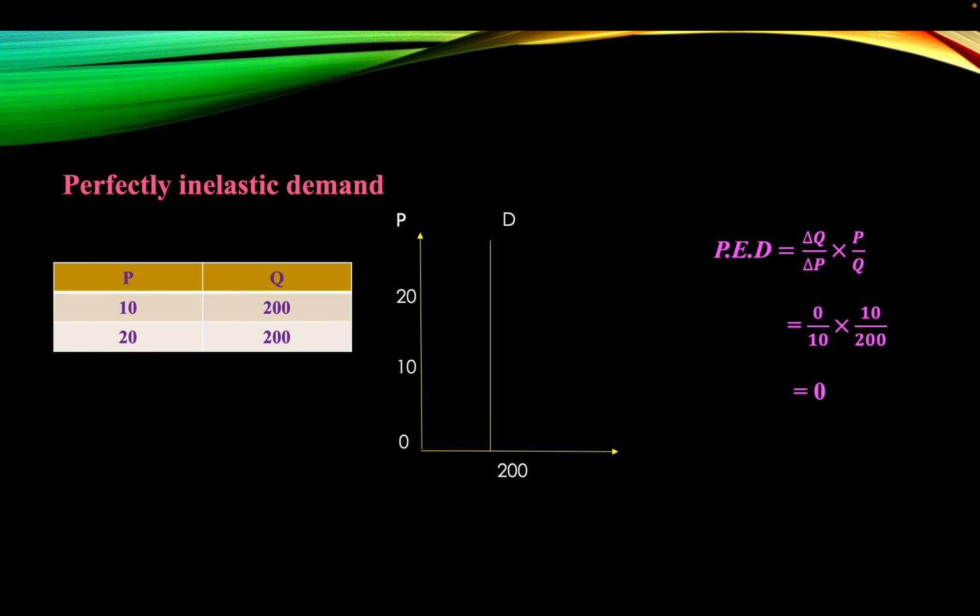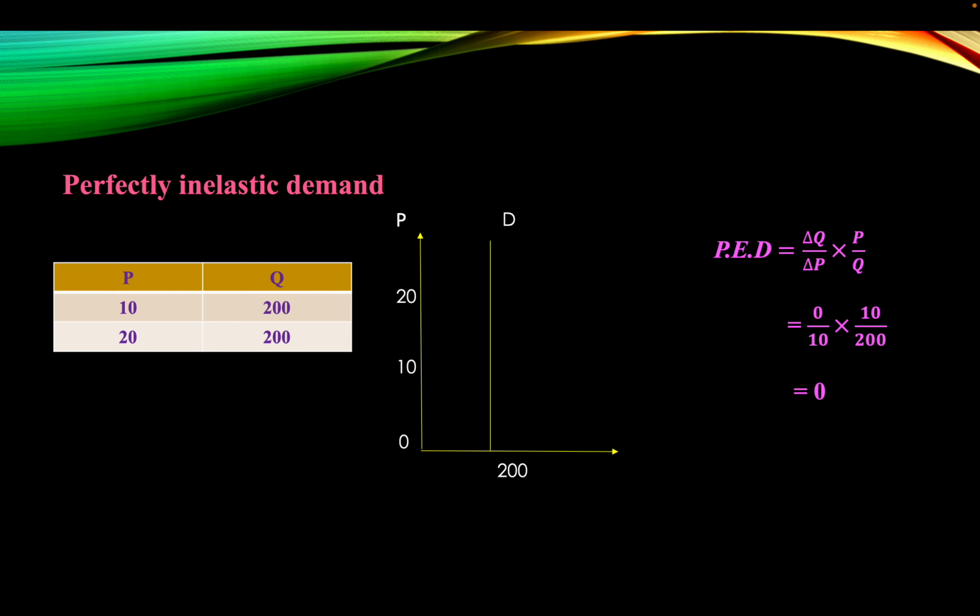Then here, first we will discuss the perfectly inelastic demand. Elastic means changing. Inelastic means not changing. The demand is not changing. So you can see here, according to the data, the price is increasing from 10 to 20, but the quantity is not changing. The demand is not changing.